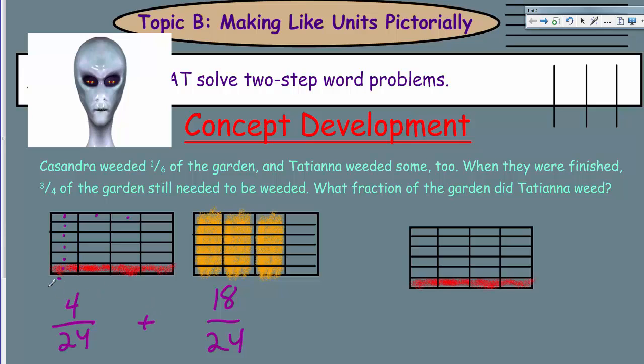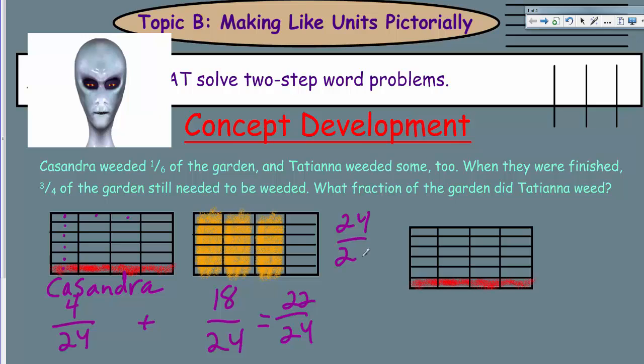Now when we add these together, this is Cassandra. I'm going to write her name right here. And then this is the amount that did not get weeded. If we add those together, we end up with 22 over 24. Now, the whole garden would be one whole. Therefore, a whole garden would be 24 over 24.